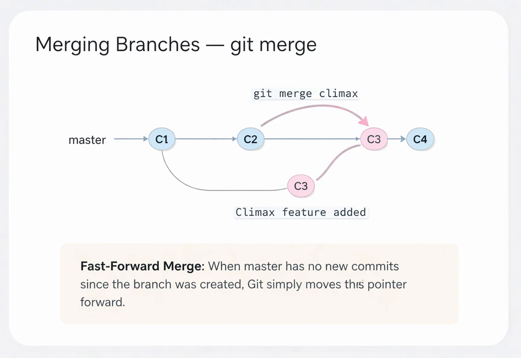The instructor explains a specific type of merge called a fast-forward merge. This happens when the master branch hasn't had any new commits since you branched off. In that case, Git doesn't need to do any complex combining. It simply moves the master branch pointer forward to include all the commits from your feature branch. It's clean, it's simple, and there are no conflicts. The instructor notes this is the easy case and hints that there's a twist coming when things get more complicated.